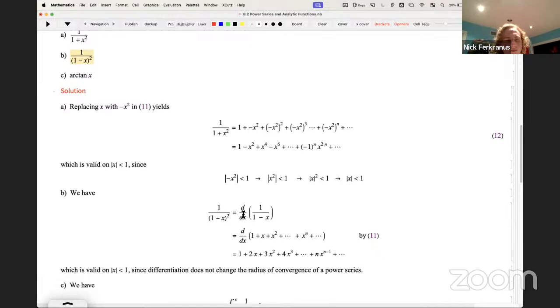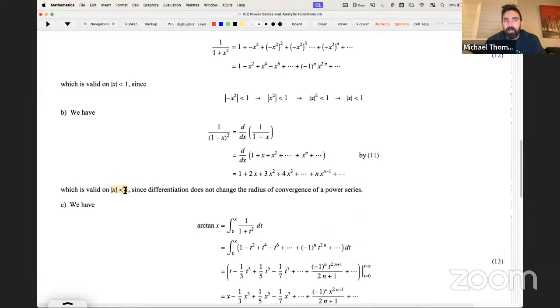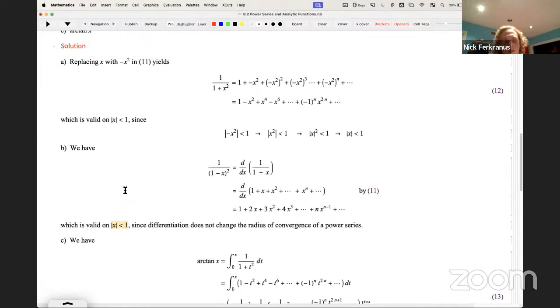So what that means is if we want to represent that function, we should just differentiate our expansion for 1 over 1 minus x. By the way, when we're done, the radius isn't going to change. It's still the same, so the interval doesn't change. So we'll go ahead and differentiate term by term, and it's valid on the same interval. And so you only have to worry about the interval changing if you substitute something.